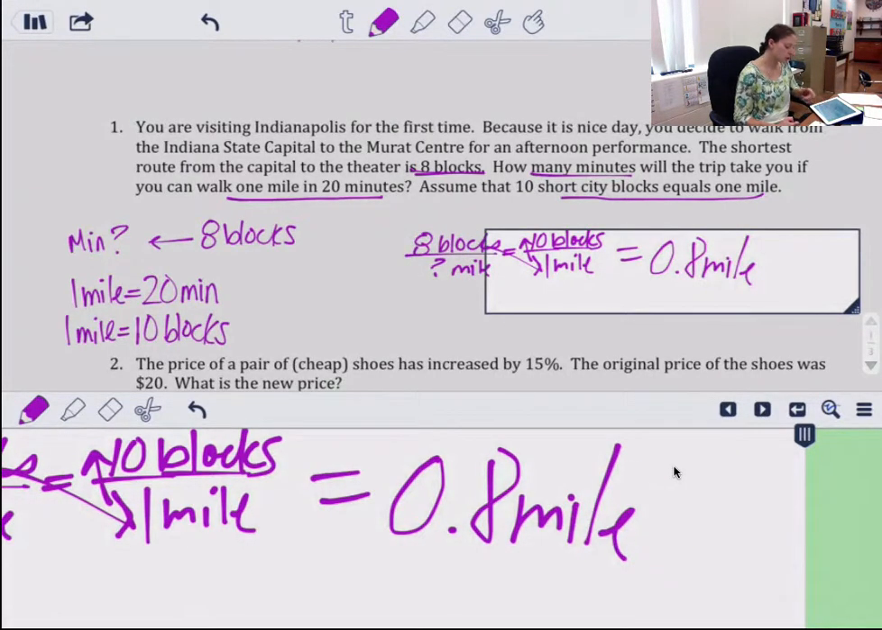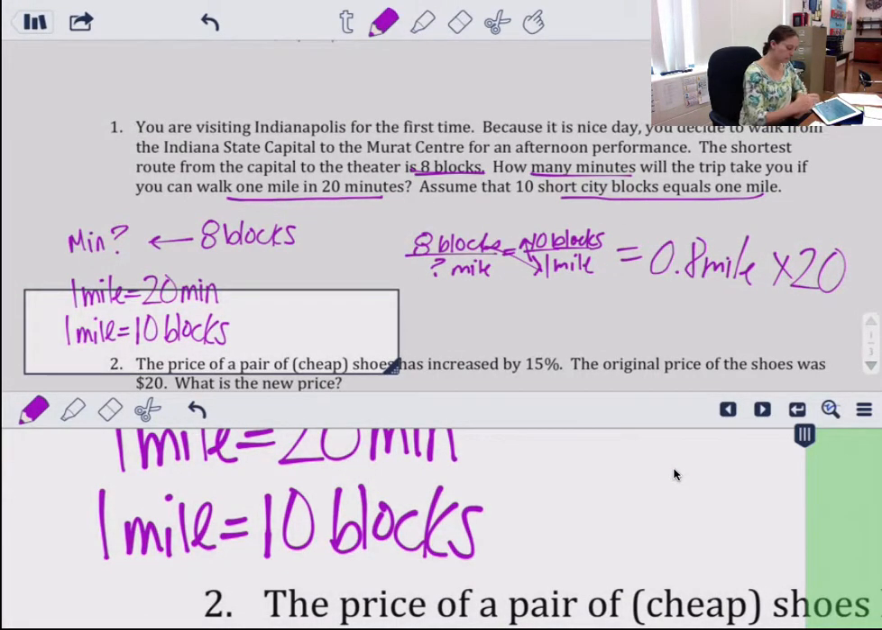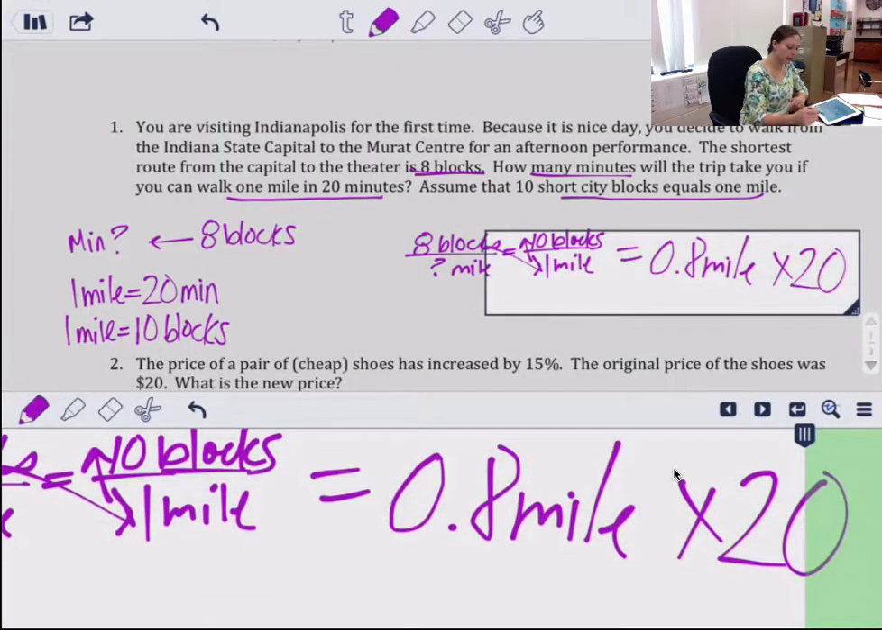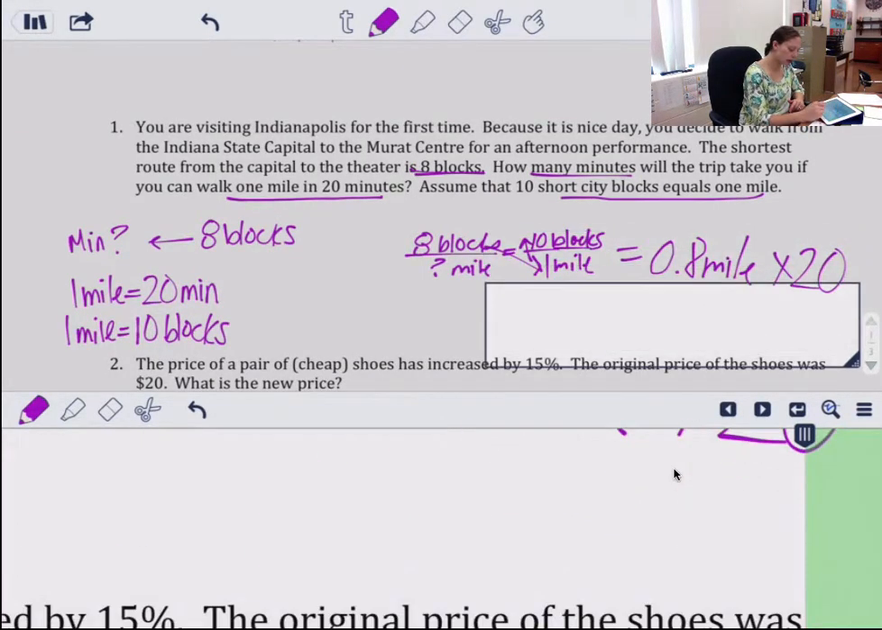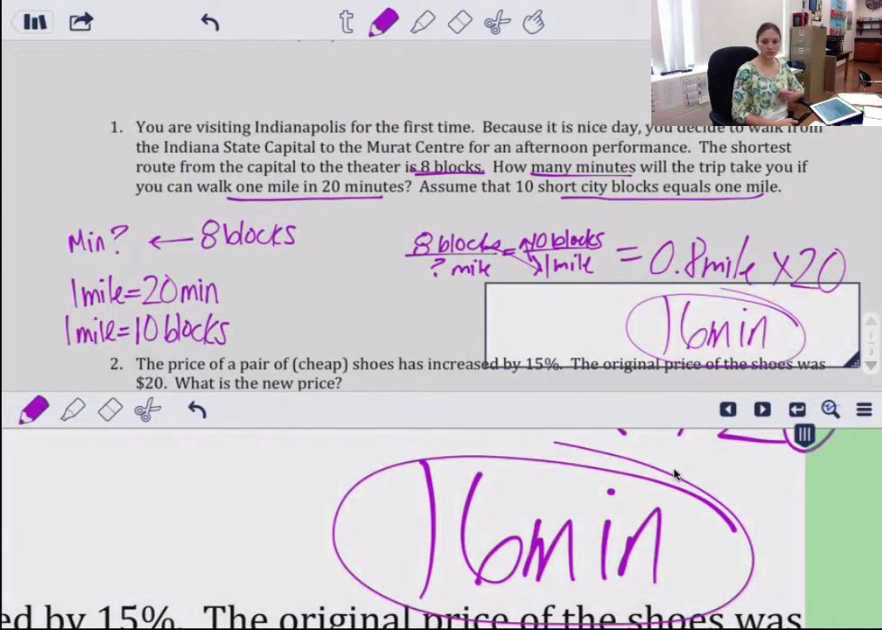Okay, well, there are 20 minutes in 1 mile, and I've got 0.8 miles. You can set up another ratio if you would like, or you can just say, I'm going to take that times 20, and I know that's going to give me the answer, because if I divided, my number wouldn't make any sense. So take it times 20, and you're looking at 16 minutes. And that makes sense, because it should be less than 20, but not too much less.